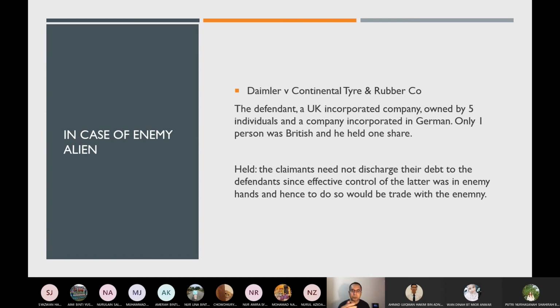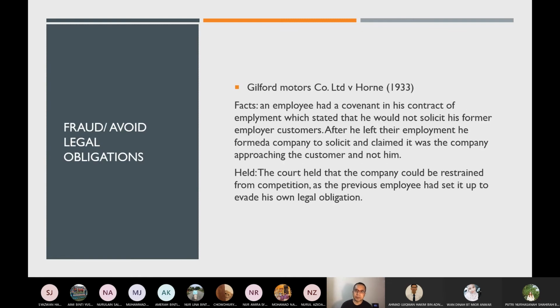So this week we're going to proceed further on the second circumstance when the court will uplift the corporate veil: in case of an attempt to avoid legal obligation, in the case of Guildford Motors Company Limited against Horn. The facts of this case: an employee had a covenant in his contract of employment which stated that he would not solicit his former employer's customers.